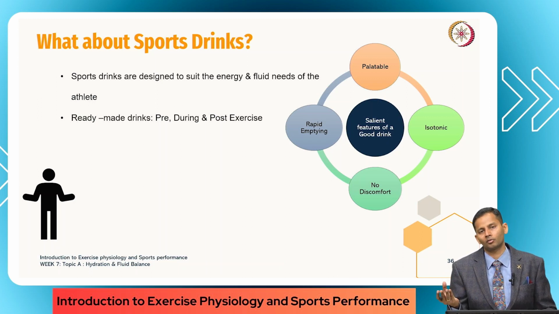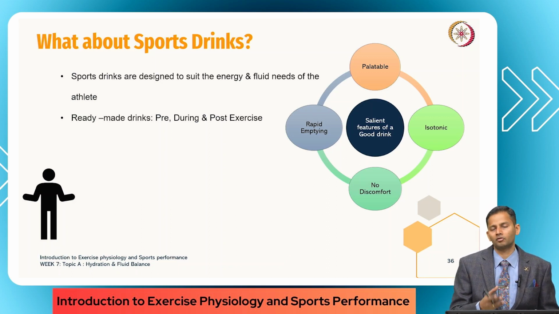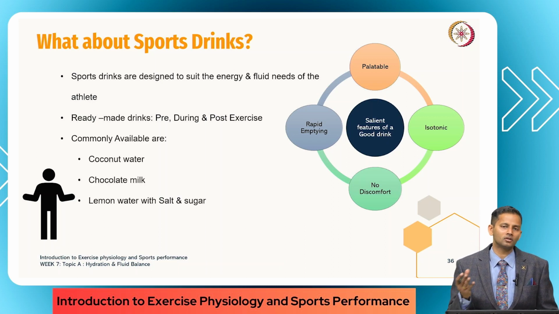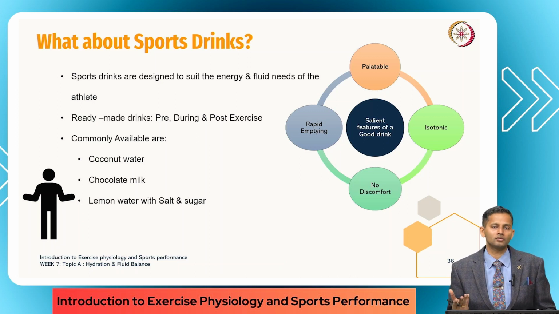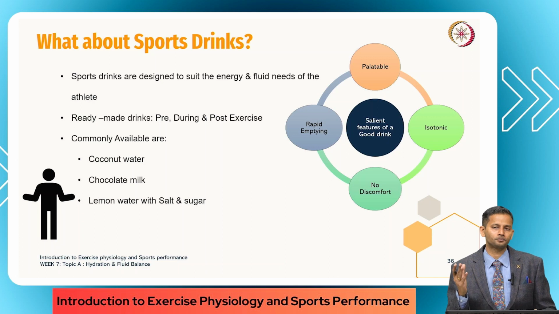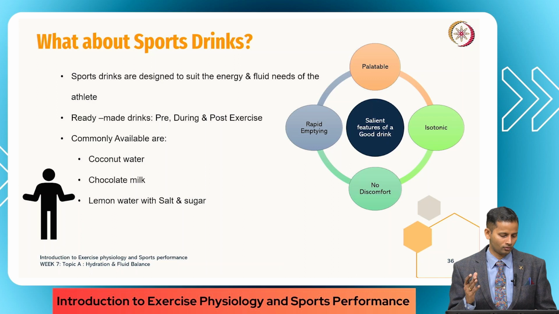So with this kind of prelude, sports drinks are ready-made drinks which can be made from naturally available resources, or they are also available commercially in a pre-made form. They can be consumed before the event, during the event, as well as after the event. The commonly available drinks that you can prepare from your own resources are coconut water, lemon water with salt and sugar, and chocolate milk in the recommended concentration of the sugar content. These all can form good, naturally available sports drinks.